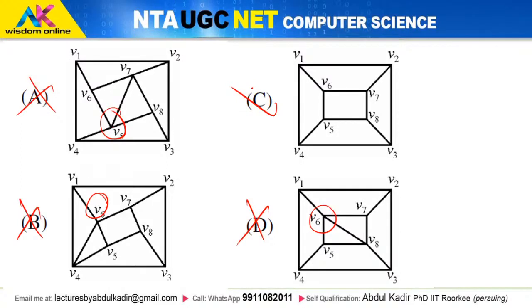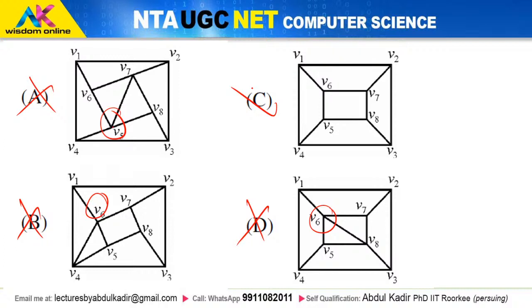Isomorphism is between two graphs. Isomorphism is not a property of one graph. Isomorphism is a property of two graphs. I give you two graphs, G1, G2, and then I ask you whether they are isomorphic or not. But bipartite is a property of one graph. I give you one graph, and then you can check whether that graph is bipartite or not.